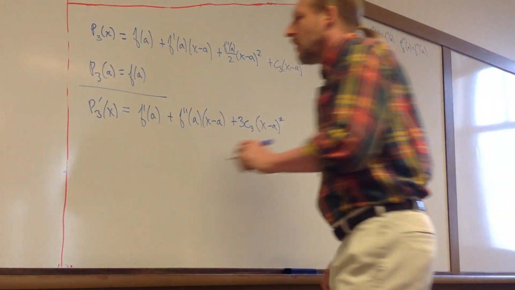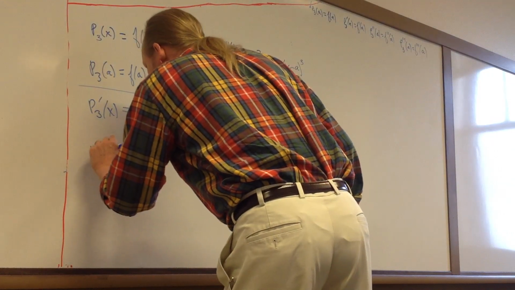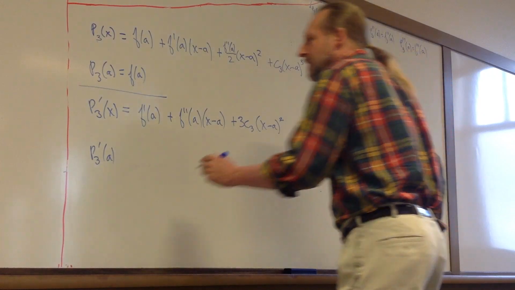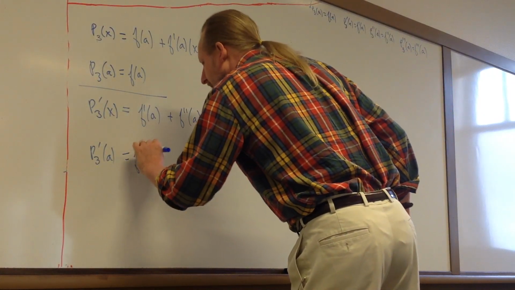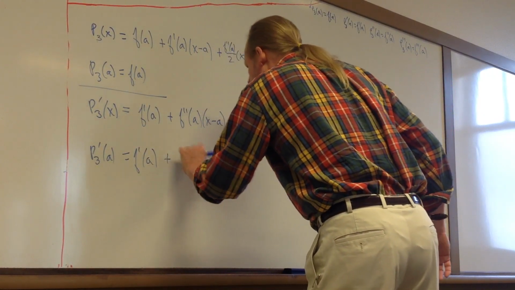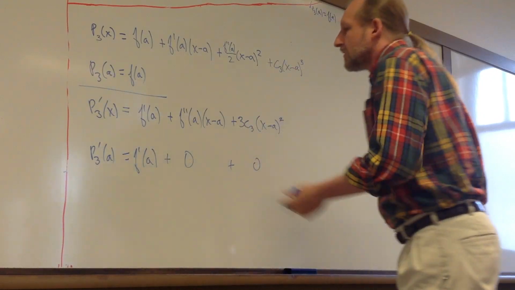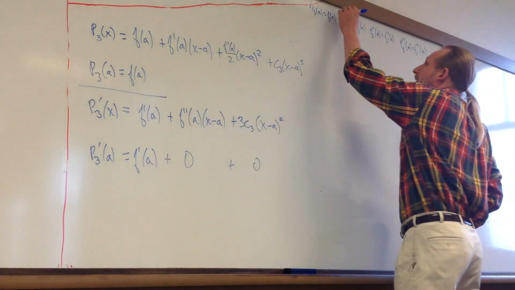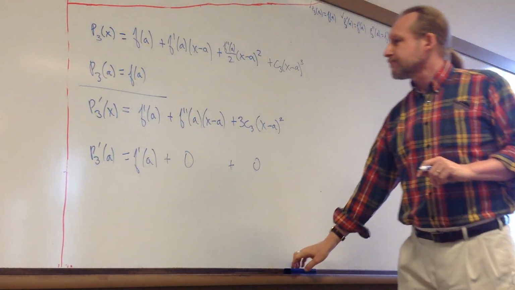So now, p3 prime at a, anything that has an (x minus a) is going to become 0. So this will be f prime at a, and then this will be 0, and this will be 0, and there it is. p3 prime at a is f prime of a. Yay. Okay, good.